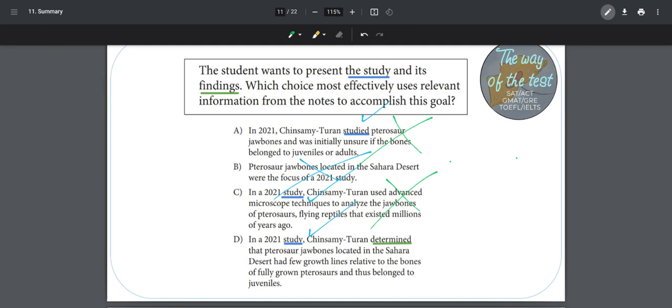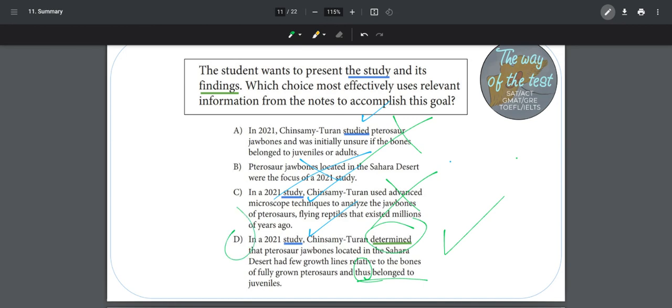Finally, letter D. In a 2021 study, Chen and Turan determined that the pterosaur's jawbone located in the Sahara Desert had few growth lines relative to the bones of fully grown pterosaurs and thus belongs to a juvenile. That's my conclusion. My answer is letter D.